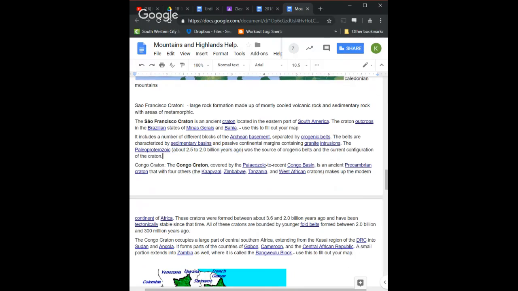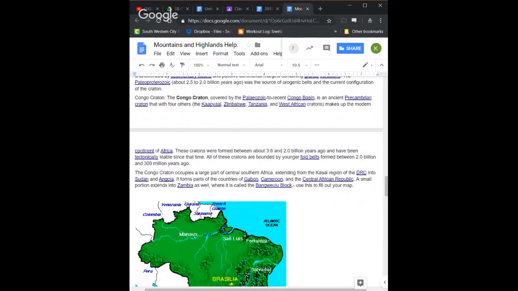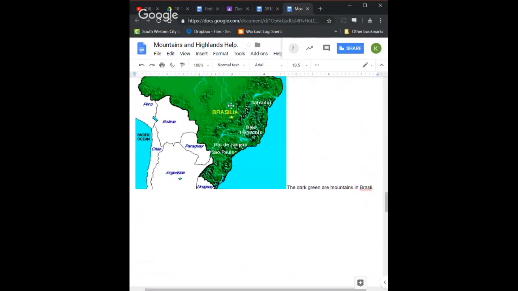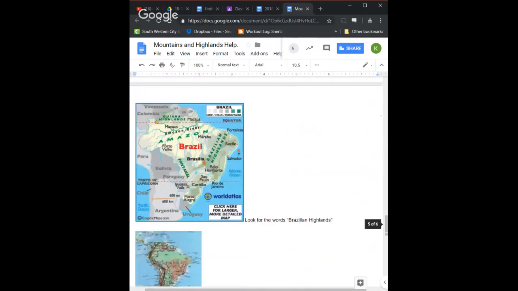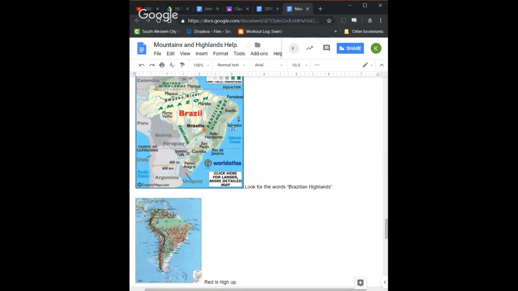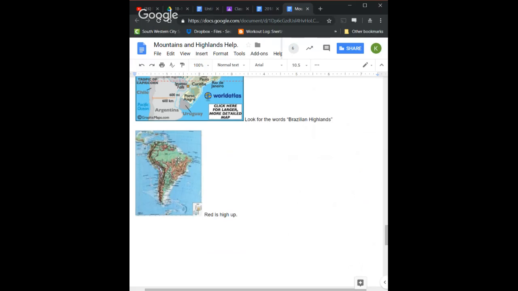Nailed that. The Congo Craton. Very similar. If you read this part, you'll see that, oh, look at that. Similar age formation. How about that? Oh, interesting. All these cratons are bounded by younger fold belts. Interesting. So this is a picture of the Brazilian part on the right side of South America. And then down here is a different picture. So there's the Brazilian highlands. Okay. And then here's some more pictures of it.